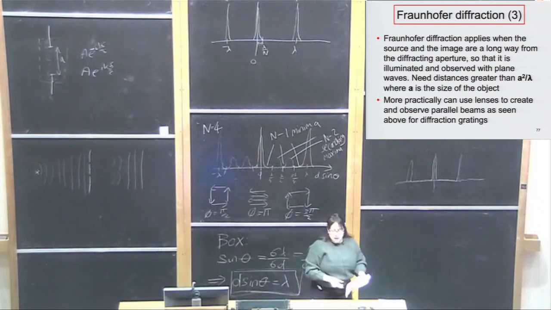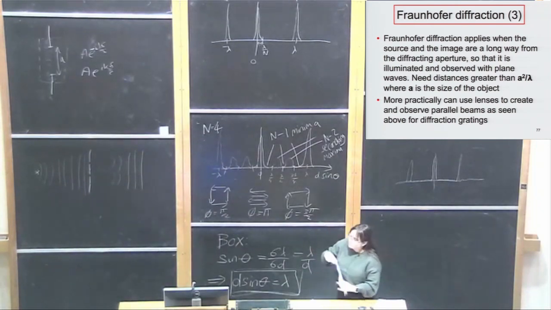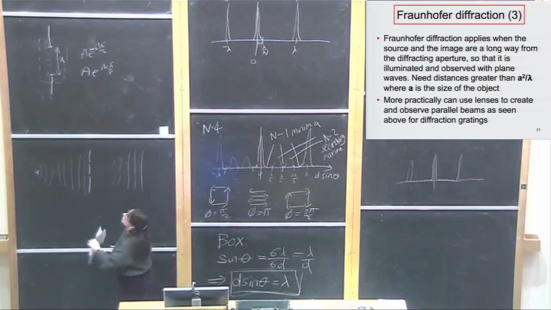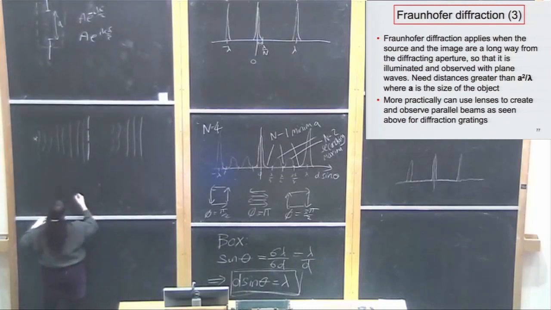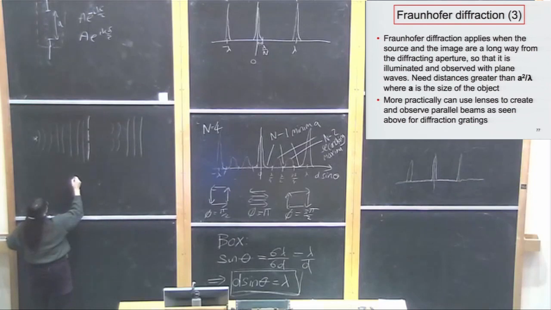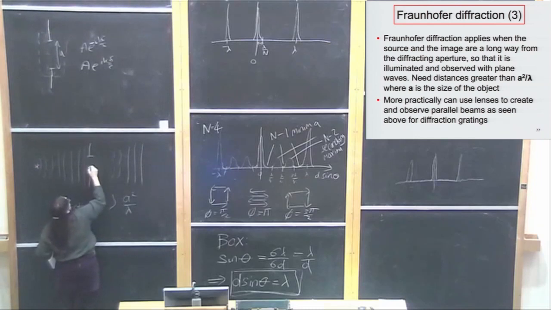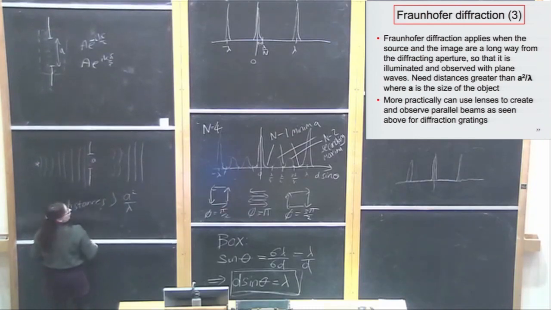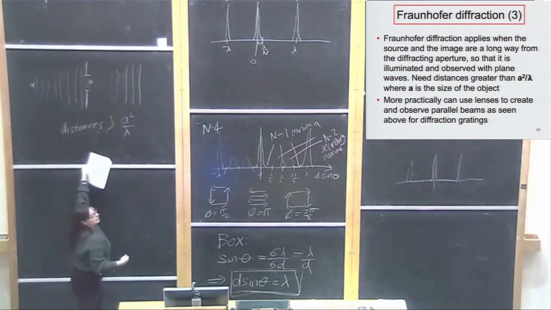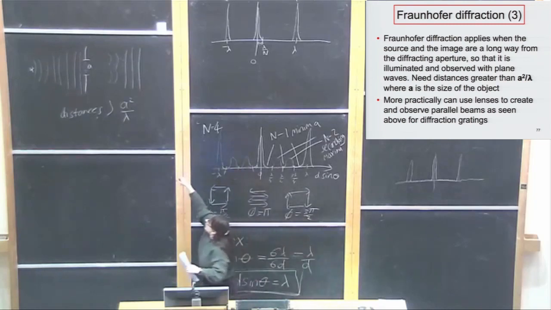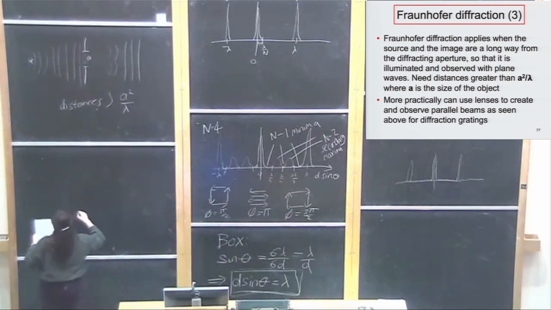Right. Now, that's an important point, but it's not actually the fundamental definition of Fraunhofer diffraction. It transpires that the condition you actually need is distances greater than a squared over lambda, where a is roughly the size of your diffracting aperture. Now, that looks like it's been plucked from nowhere, so what I'm about to do now is not on the syllabus either, I just want to show it to you anyway, because it's a good place to end. So why have I plucked that number seemingly out of the air?